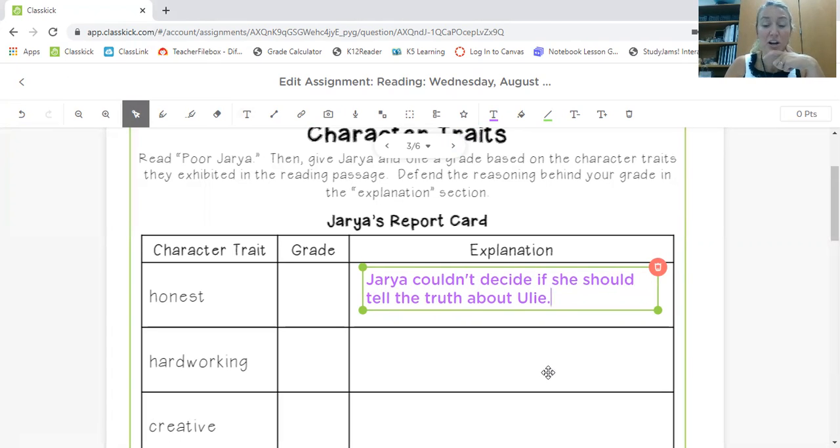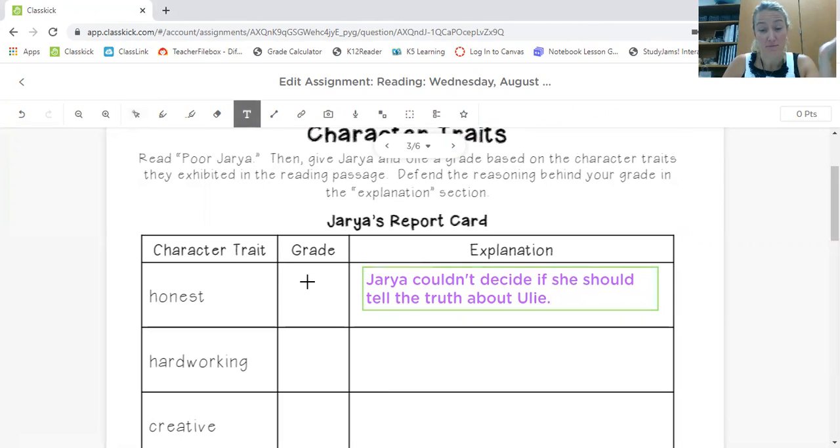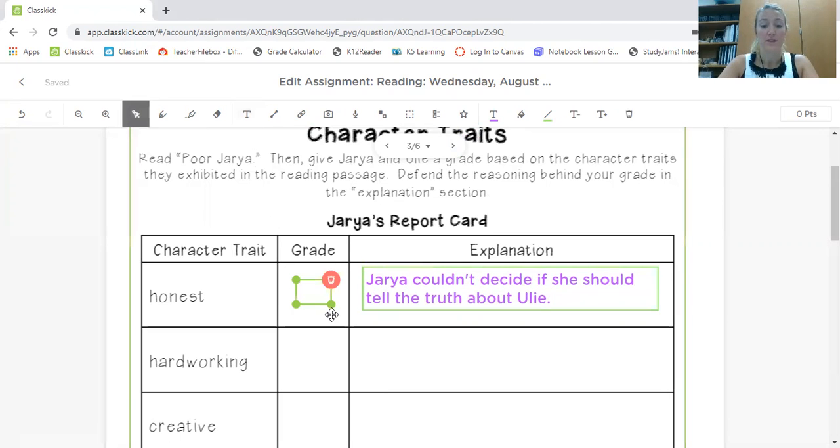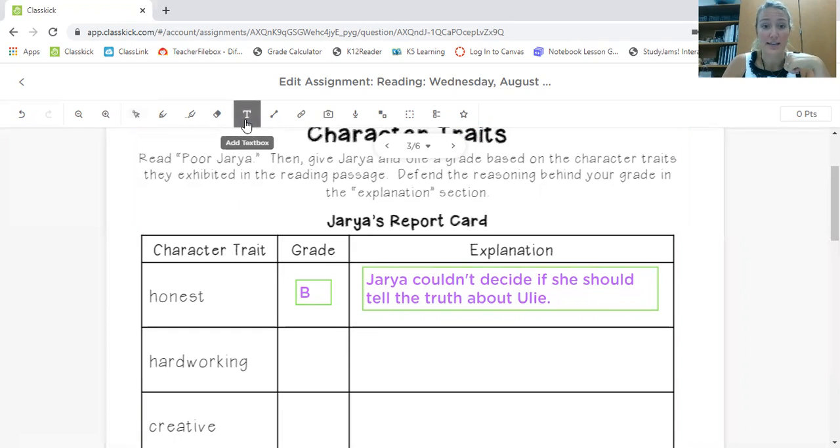So does that give her an A, that she's super honest, or maybe like a B, that she tried to be honest, but actually Yuli was just honest for her? So I would give her a grade of a B. If you think something different, you can cross it out and give her an A if you think she is a very honest character.